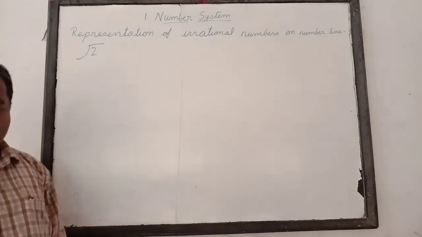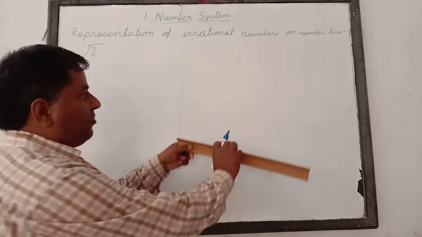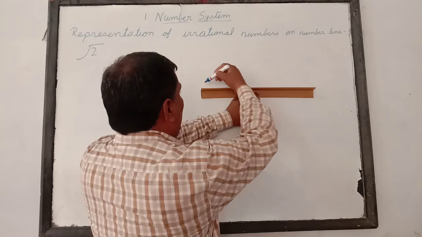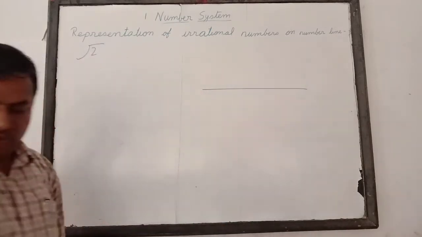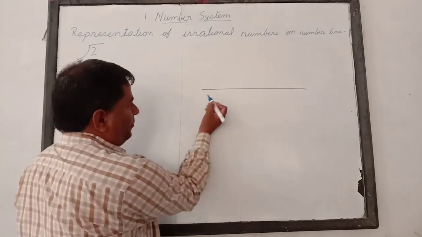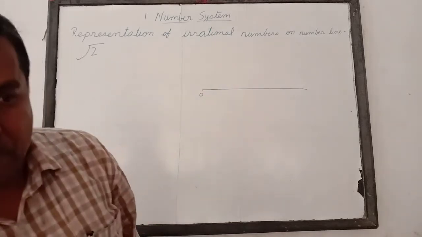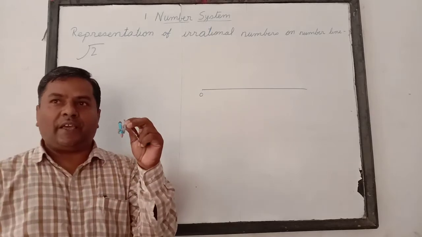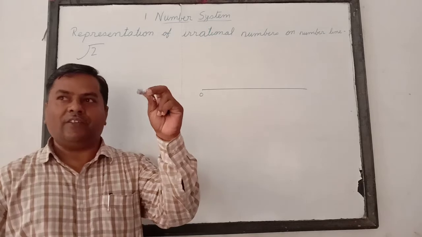Now next, how are we going to do this? For that we have to draw a straight line, the number line. So just take your scale and make a straight line in your copy. Once you make a straight line, mark the first point as 0. Then, with the help of a compass, without taking an actual measurement from the scale, you can take any suitable length as 1 unit.